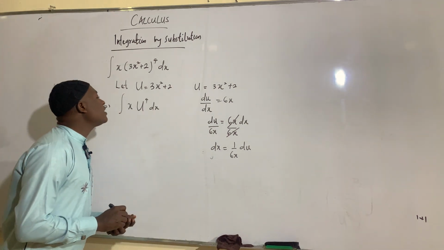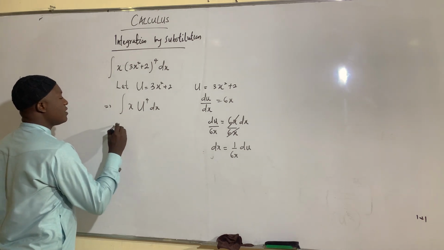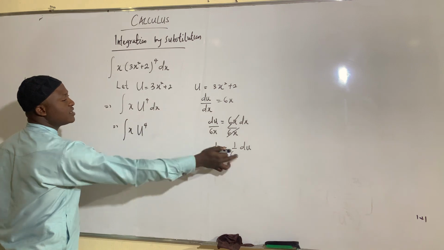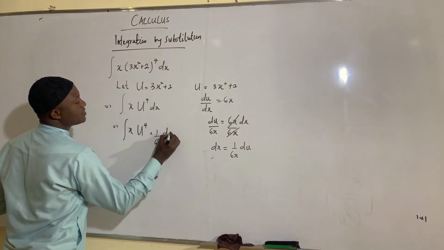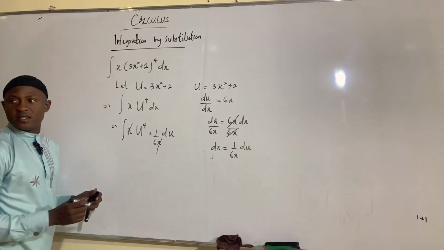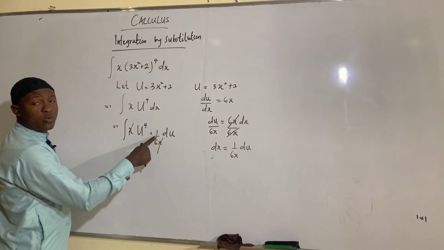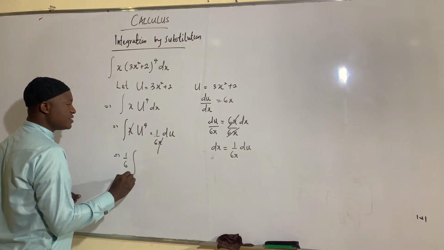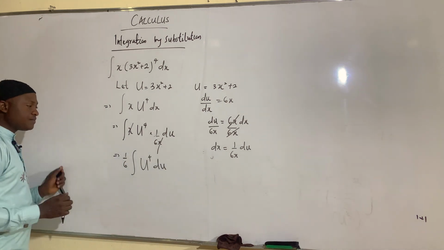Yeah, fine. So now I substitute the value of dx into this equation, so here we have integral of x times u raised to the power of 4. Now instead of writing dx, our dx is now 1 over 6x du. Can you see that? Clearly here x can cancel x, so all we have left is 1 over 6, and I can factor it out. So here I can have 1 over 6 integral of u raised to the power of 4 du.